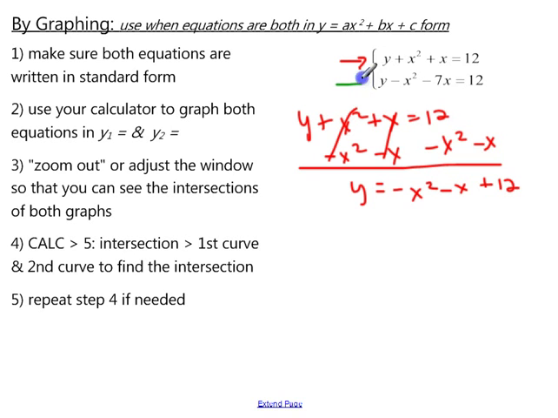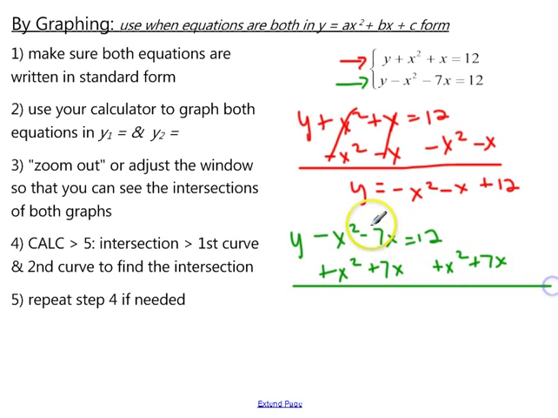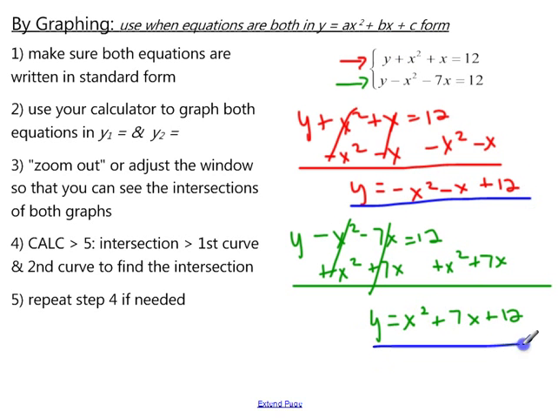And then I'm going to do the same for the second equation, y minus x squared minus 7x equals 12. So again, we want to add an x squared and add a 7x to both sides, so that these two terms cancel and we're left with y equals, and then write this side in standard form, x squared plus 7x plus 12. Now we have our 2 equations that we want to work with.